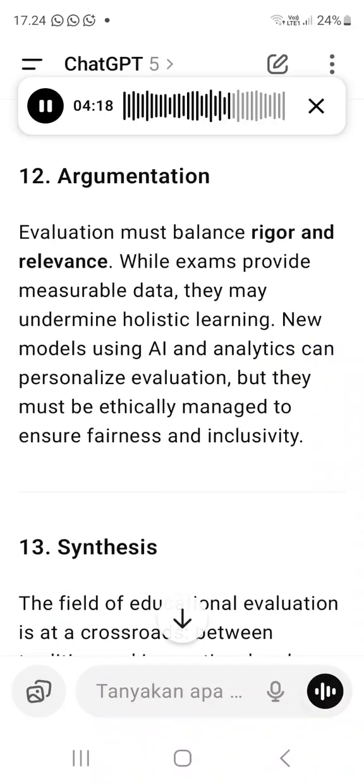14. Implications. Teachers must adopt diverse methods, not only exams. Institutions must invest in digital infrastructure and training. Policymakers must anticipate ethical and privacy issues in AI-based evaluation.